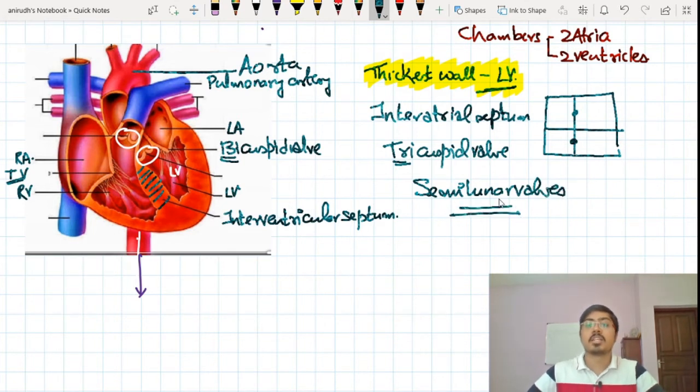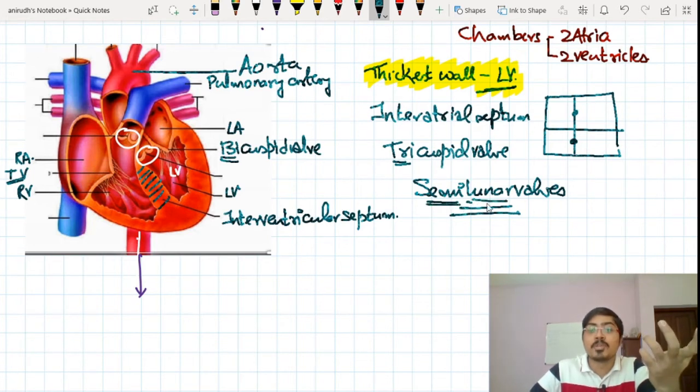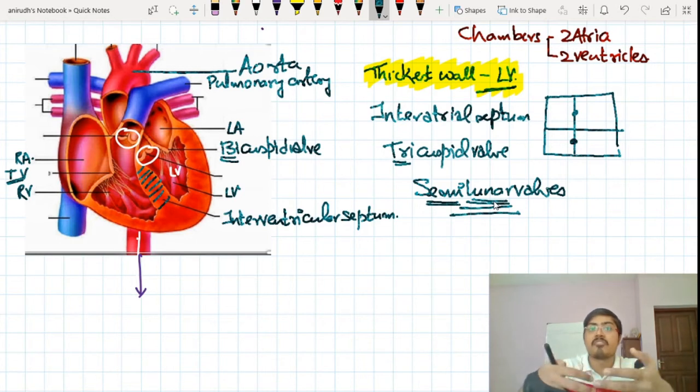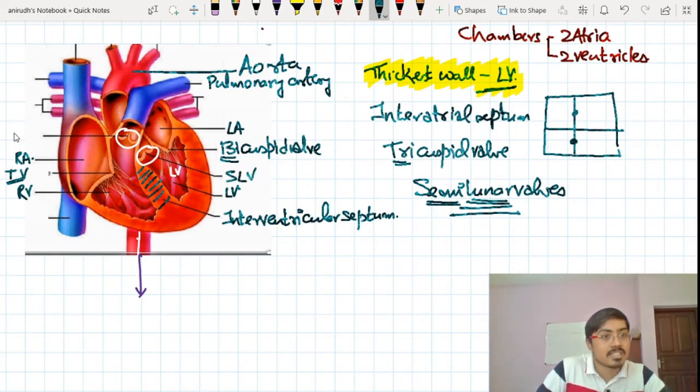Maybe because of the fact that it looks like a half moon. That is why they call it a half lunar, means moon, isn't it? So semilunar valve looks like a half moon. So a crescent shaped moon or something like that. So this is the semilunar valve. Again, this is also a semilunar valve.